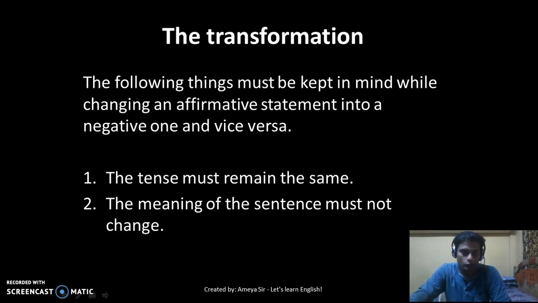Next point is how to go about the transformation. So the following things are what you must keep in mind to bring about the transformation, that is, from an affirmative to negative and vice versa. First of all, the tense must remain the same. The tense must not change. So if the question is posed in the present tense, the answer must be in the present tense. If the question is in the past tense, well, you will retain the past tense. The second point is that the meaning of the sentence must not change. That's a very important point here. The meaning of the sentence, the idea that you want to communicate, must not change just because you are changing from positive to negative or vice versa.